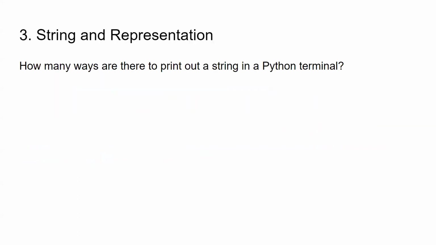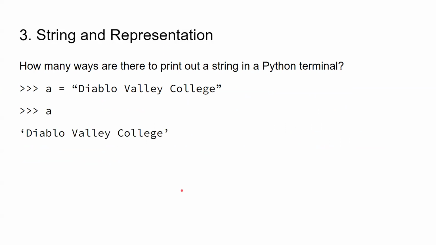So, string and name representation. If you want to print out a string in the Python terminal, we have two ways. I just type a equals this string, and then typing a will return this string, but with the quotation marks. And if you are not typing a directly, you use print a, it will remove these quotation marks.